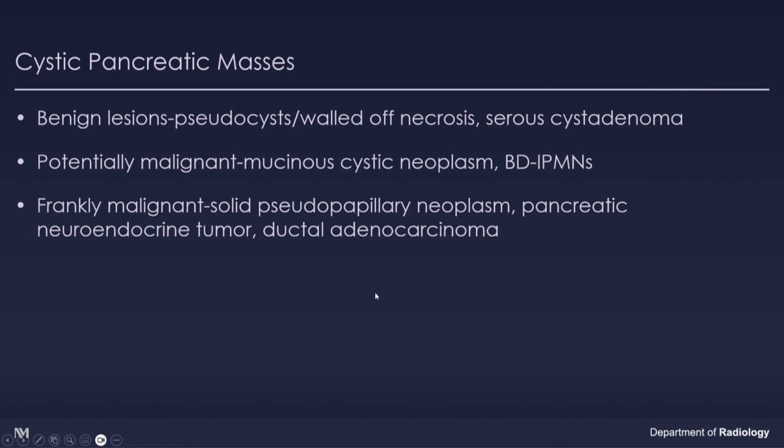So to break down the different cystic pancreatic lesions, there are the benign lesions, whether it's a pseudocyst, or a lot of what we used to call pseudocysts is actually referred to as walled-off necrosis because it's felt to develop from necrotizing pancreatitis. There are serous cystadenomas. The potentially malignant ones include mucinous cystic neoplasms, as we'll talk about, and the branch duct IPMNs. And the frankly malignant ones are the solid pseudopapillary neoplasms, the pancreatic neuroendocrine tumors, and the ductal adenocarcinomas, although the solid pseudopapillary is not as malignant as the other ones, certainly.